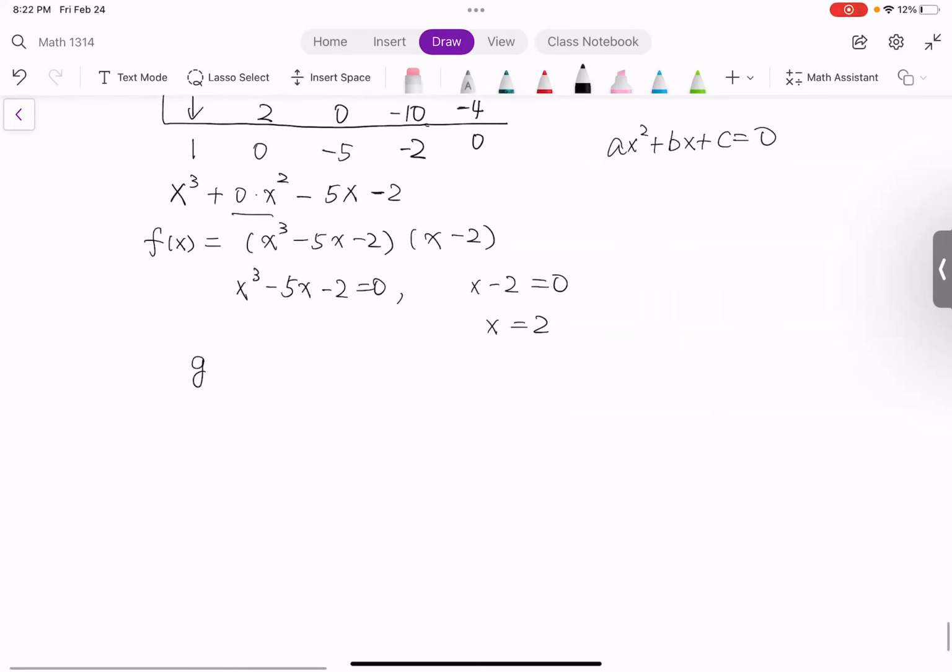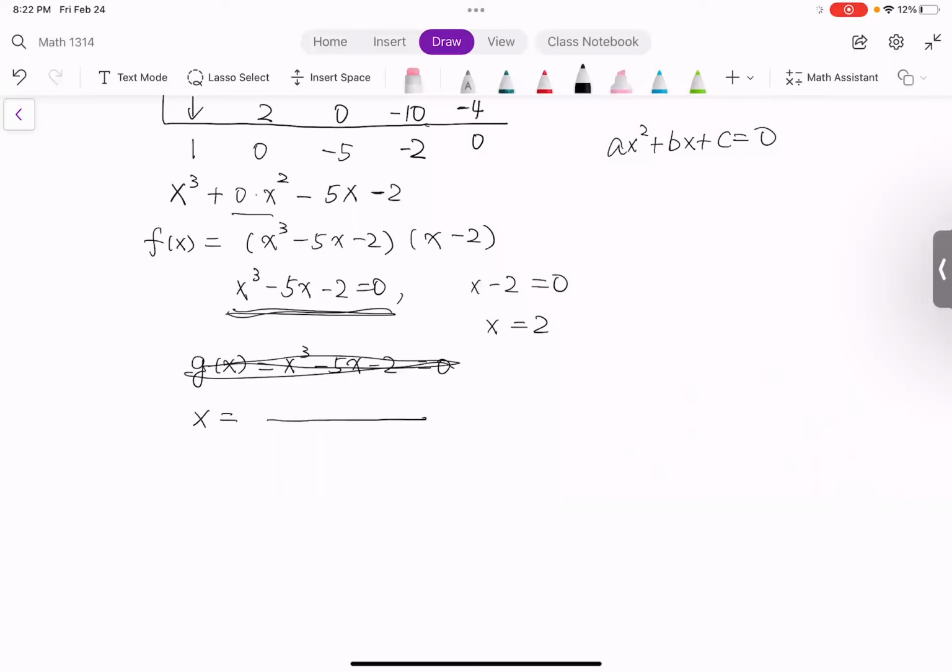But we can say, I can make a g of x equals x cubed minus 5x minus 2, and then find the zeros from the g function, and then list all the zeros in the set notation, including x equals 2. Or if you think, why make a g of x here, you can ignore that. It's totally fine. Just solve this one equal to 0, use synthetic division. We need to take a guess.